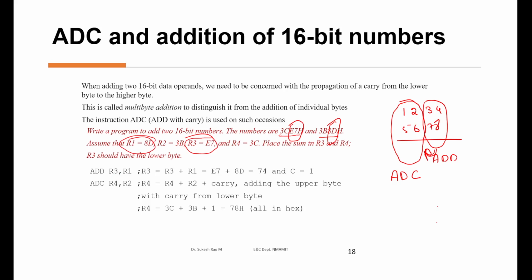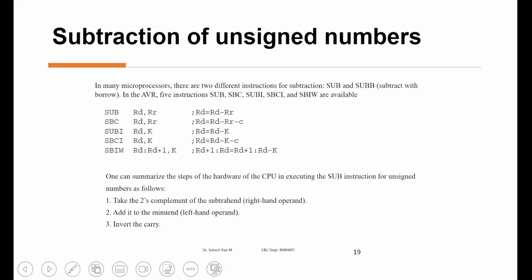Along with that, the carry flag will be set or reset depending on the outcome of this instruction. That has to be added with R2 and R4. That's what I'm doing: R4 comma R2, I'm adding with carry. That's how add with carry is done. We can move on next to subtraction.